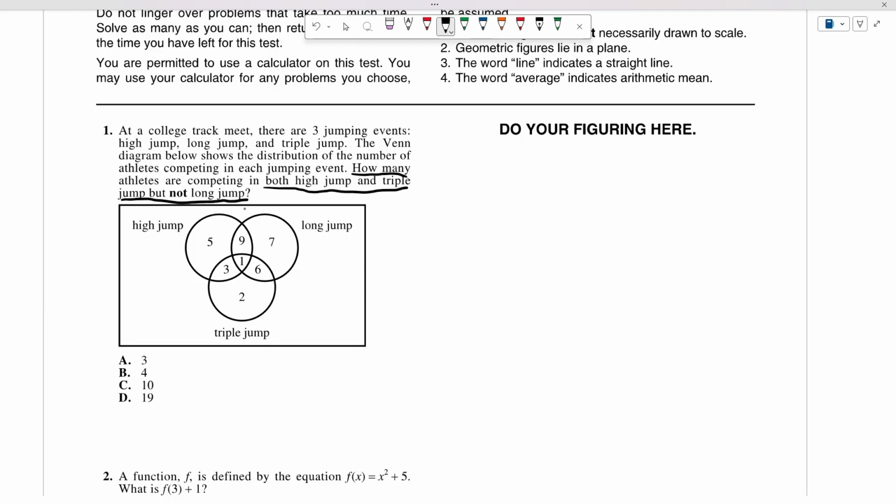Okay. So it's asking how many athletes are in both high jump and triple jump. So they have to be in this one, but not in long jump. And that's precisely this category right here. So these three athletes are in the intersection of high jump and triple jump, but they're not in long jump. You see how they're outside the long jump circle? So because of that, our answer is just going to be A.